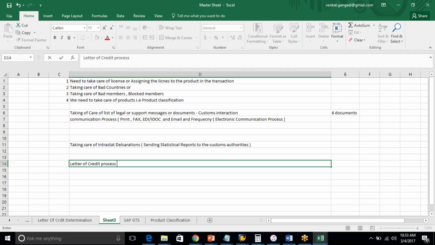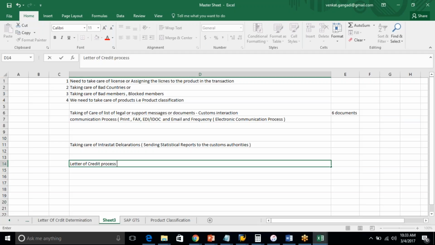So when our client is located in one of those free trade zone countries, when your customer or your client is part of those free trade zone countries, then what do you need to take care of?